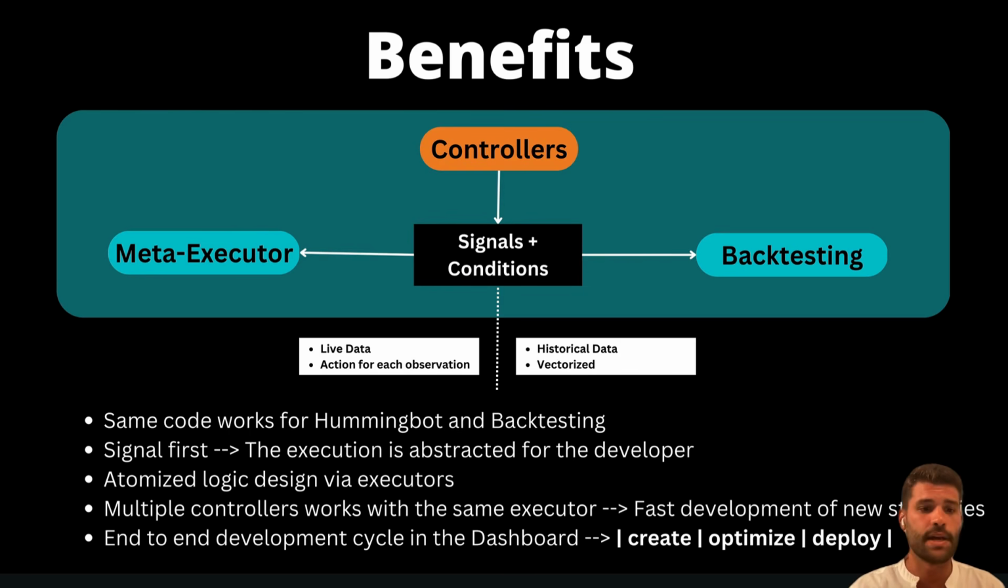Then we have an atomized logic design via these executors. So we are going to control each detail in the part of the meta executor. And another thing is that multiple controllers work with the same executor. As for the executor, I'm going to show you the design of the market making right now, but you can generate, for example, a controller that is using MACD and Bollinger for market making, then another one that is using the RSI, another that is just doing some crazy stuff with the spreads and whatever, and all the different controllers are going to work with the same executor.